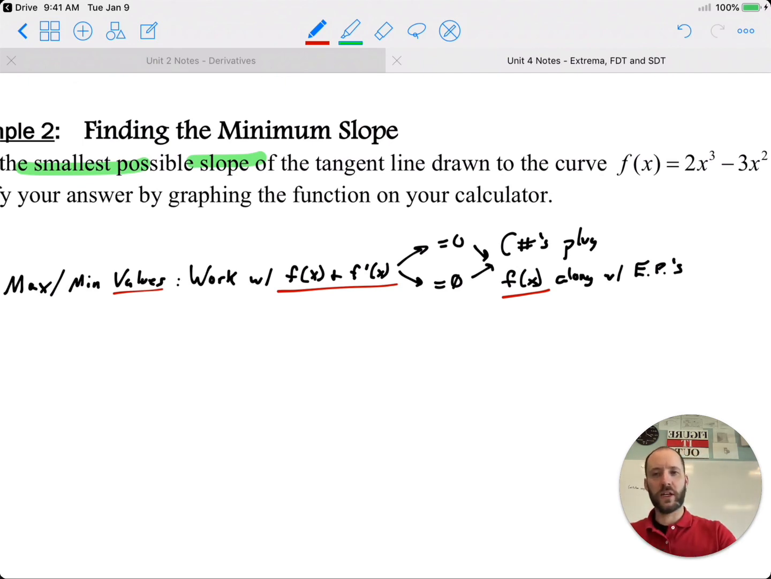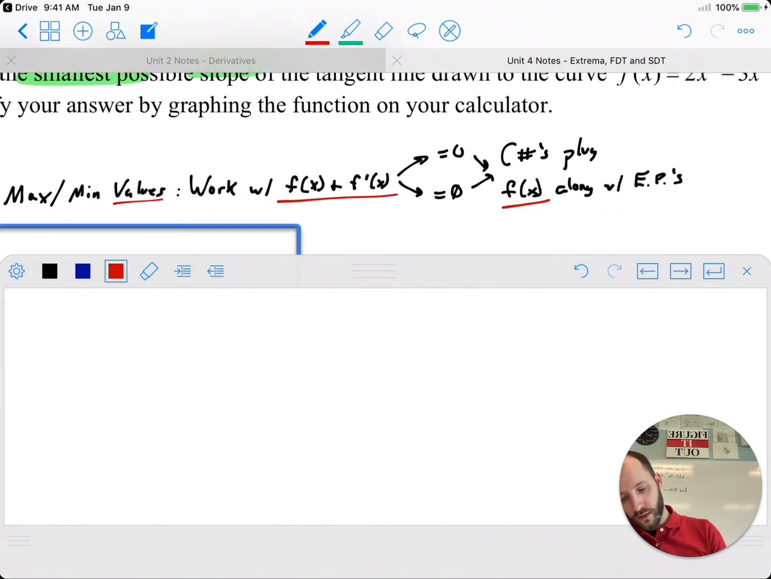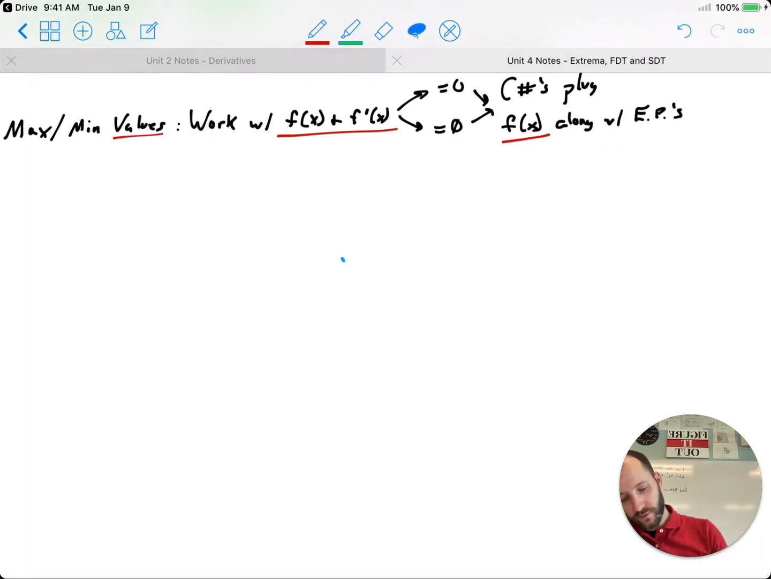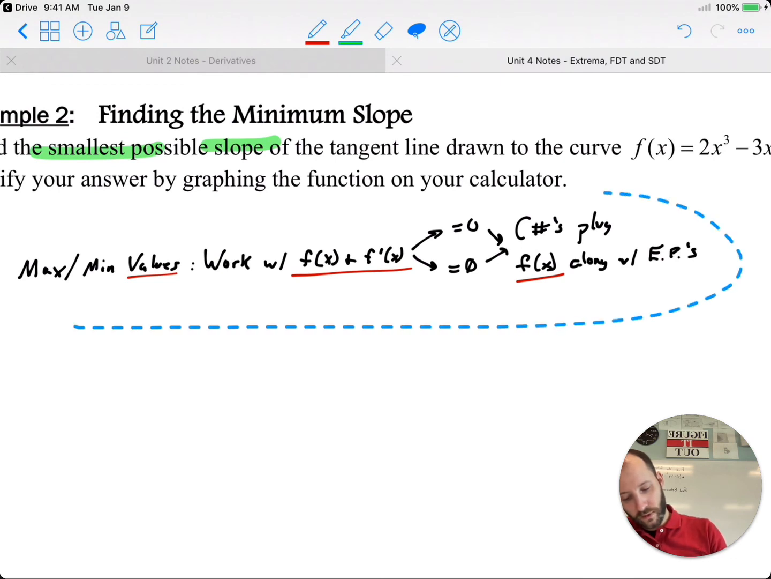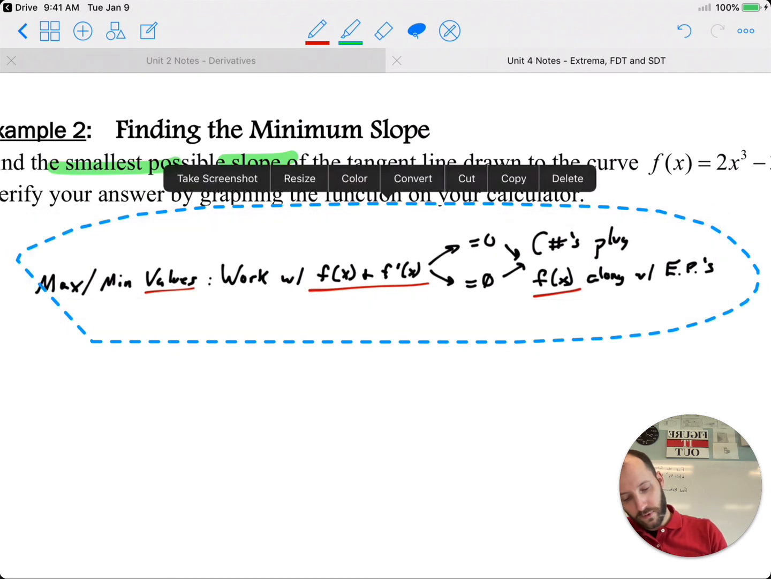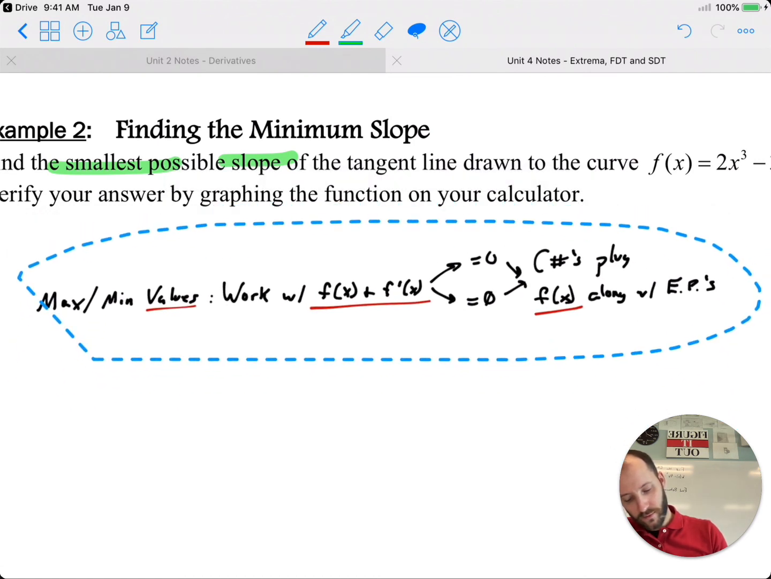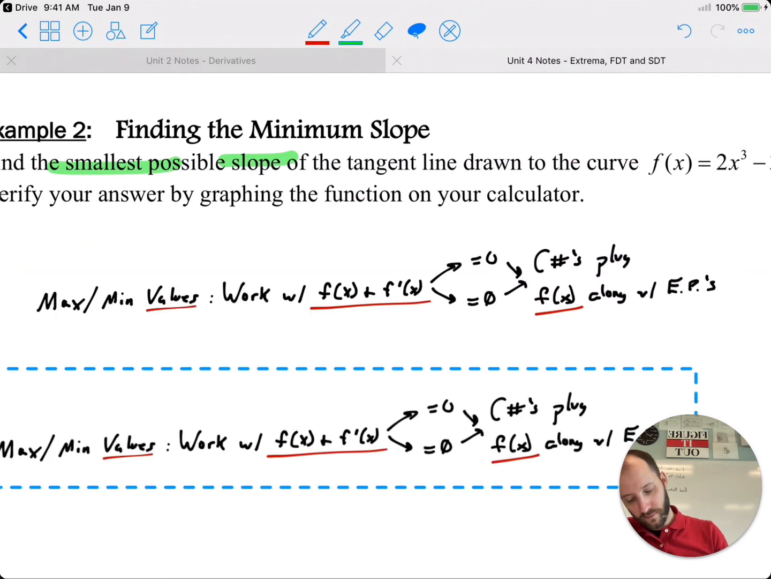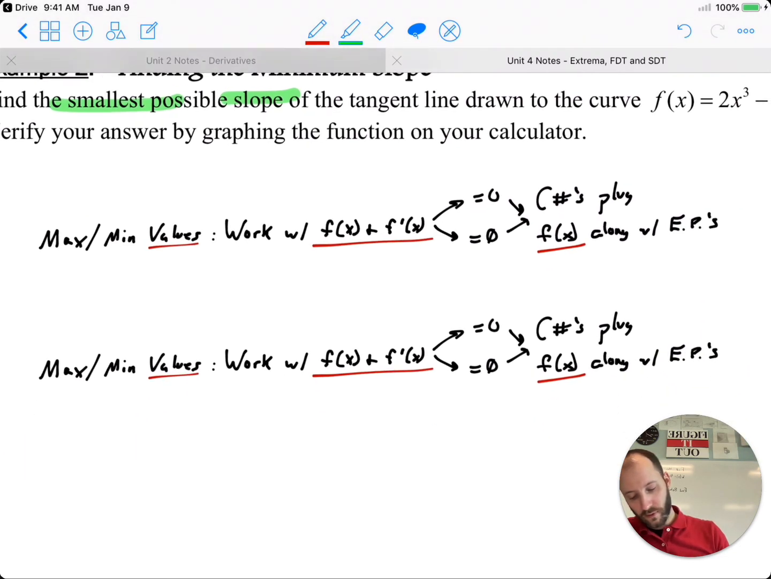Now this problem here, finding a smallest possible slope, so a minimum slope value. Slope synonymous with the derivative. You're going to find a minimum derivative value. So what should you do here? Okay? Gonna take all this, gonna copy it. All of the same stuff, okay?